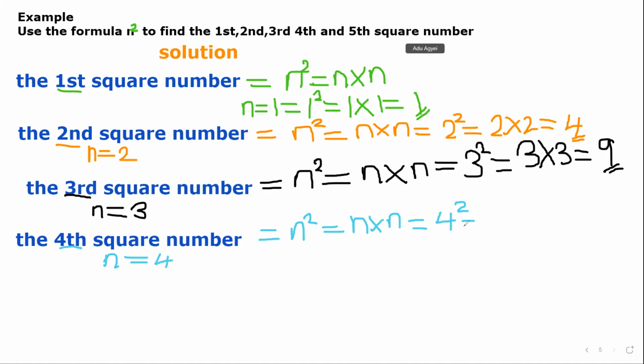4 square means what? 4 multiplied by itself twice. So 4 times 4. Okay. And then when you multiply, you get what? 16. So the fourth square number is what? It is 16. Let's see the fifth square number here.